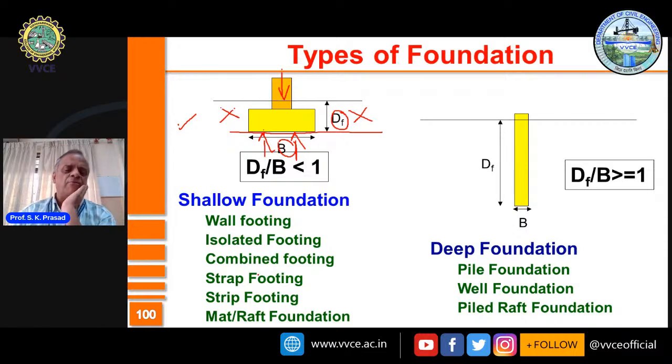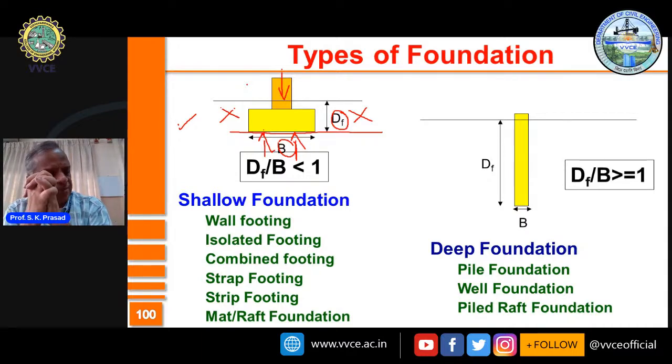Which are the different shallow foundations? Different types: you have wall footing, isolated footing, combined footing, strip footing, mat or raft foundation. I have put them in an order. Isolated footing is the simplest, easiest. Mat is perhaps the most complex of the shallow foundations. And naturally, which foundation should you go for? You should always go for the simplest.